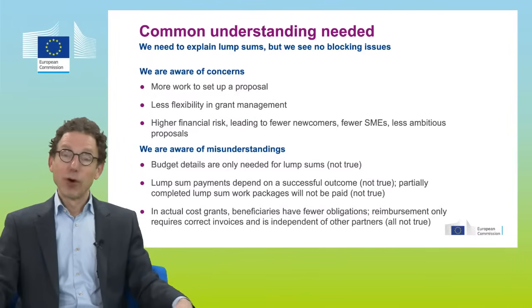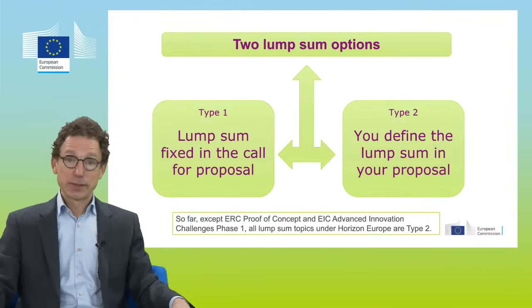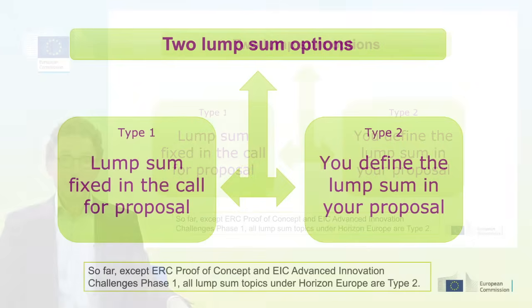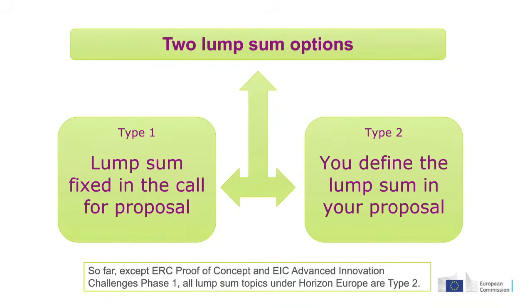This is why we continue rolling out lump sum funding and also have the intention to use it more in the future. There are two main types of lump sums that we use. Type 1 is where the Commission fixes the amount in the topic, in the work program, and this cannot be changed by the applicant. So it's an approach where we predefine the exact amount. The probably best known example is the ERC proof of concept scheme, where there's a predefined amount of 150,000 euro. This cannot be changed. The applicant applies for exactly that amount and then describes in the proposal what they are going to do with this funding.